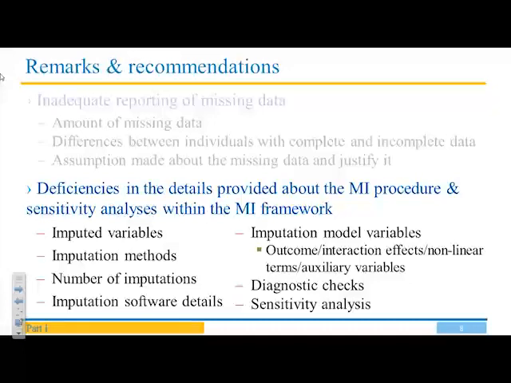But another important thing is the variables that we are including in the imputation model. That could be the outcome, the interaction effect, and also the nonlinear association. And if we are using some additional information, which we call auxiliary variables, again, we need to be very specific about those, whether they are incomplete or not, and how they are correlated with the incomplete variables. And some other things regarding the diagnostic checks of the imputation model and the sensitivity analysis.